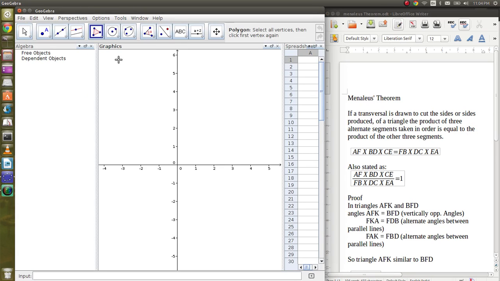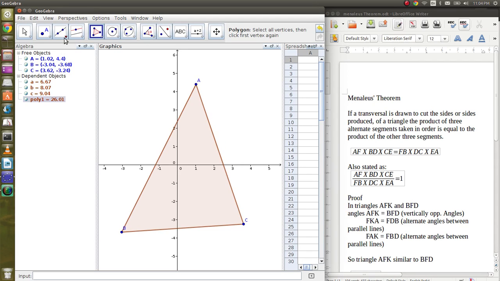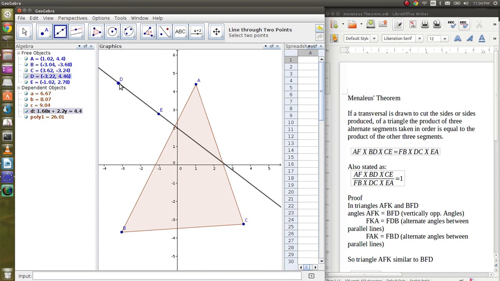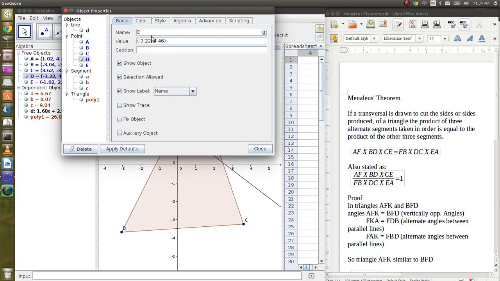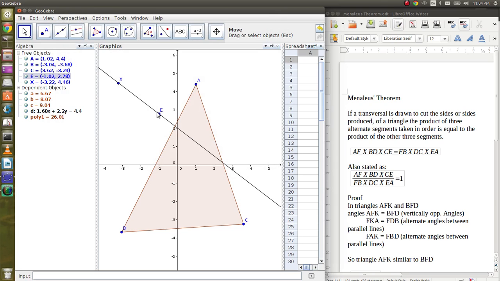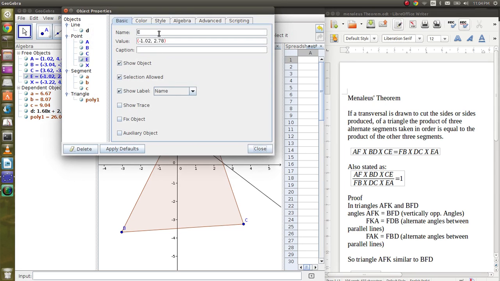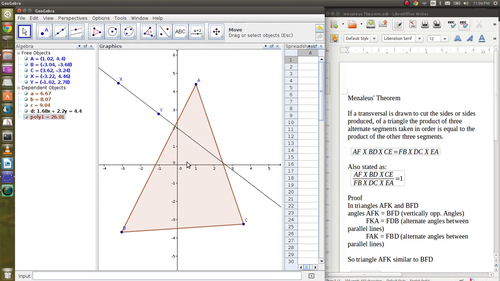Okay, let's construct a triangle first. This is a triangle ABC. And now let's draw a transversal. Any two points. This is a nice transversal, I believe. Let's change these names to X and Y, okay? This is Y. And now let's name them. I'll just shift this a little.